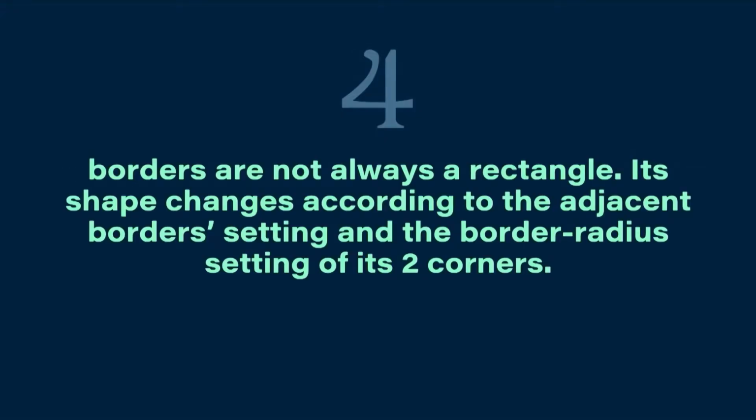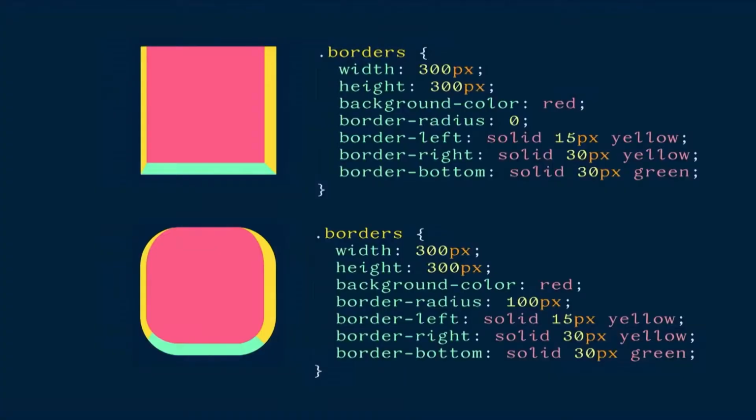And fourth thing is borders are not always a rectangle shape. Its shape changes according to the adjacent border setting and the border radius setting of the 2 corners. For example, you see up here we don't have border radius, but down here we have border radius, and you have a very curious shape of a border, which you can manipulate and get interesting results.